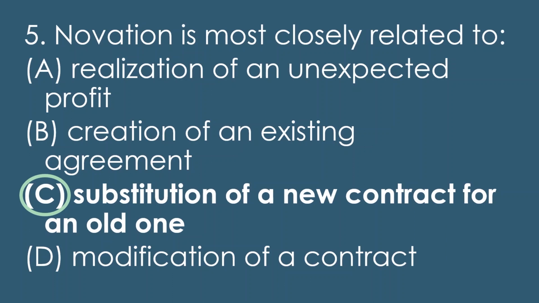We're not talking about realization of an unexpected profit. That's not something. Creation of an existing agreement? No, that's just basically replicating an agreement. And then D, modification of a contract? No. Well, we are doing a kind of modification, but it's a substitution where we're completely getting rid of the old contract with a new one. So that's novation. And so we're substituting. So the best answer is C, substitution of a new contract for an old one.